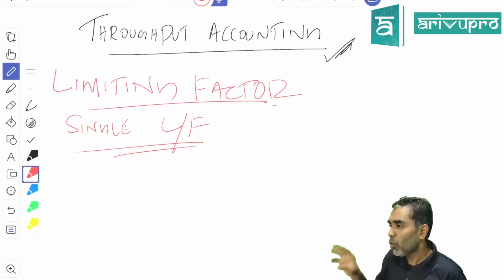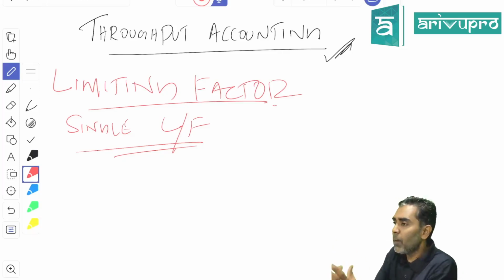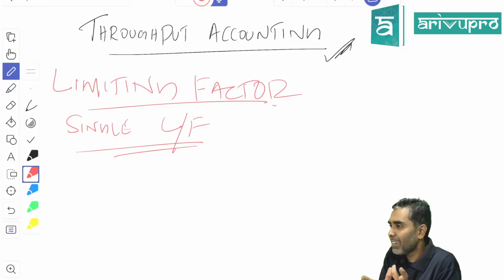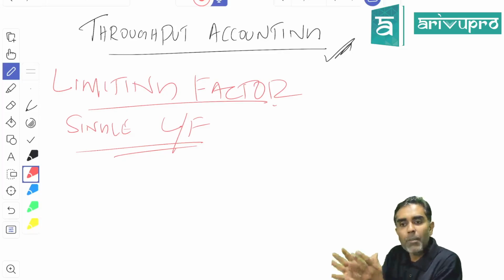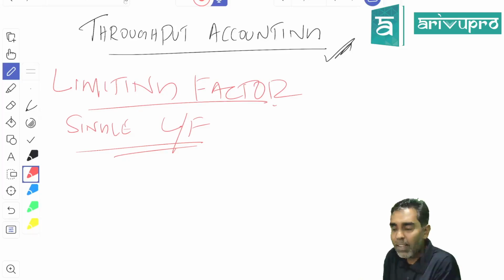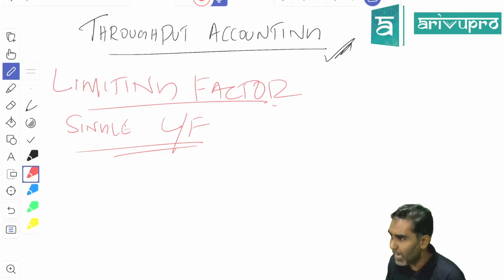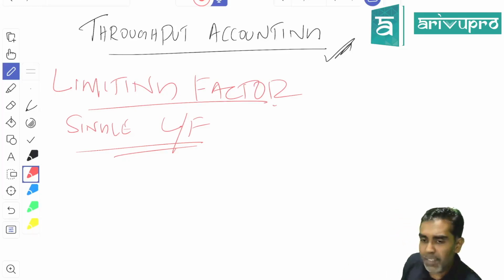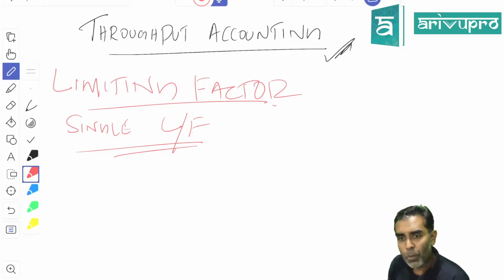To do throughput accounting is what? Throughput accounting is a modern business technique, right? If you look at the limiting factor, the single limiting factor is a traditional approach. That is a traditional method. Without knowing the traditional method, you won't be able to understand what throughput accounting is.